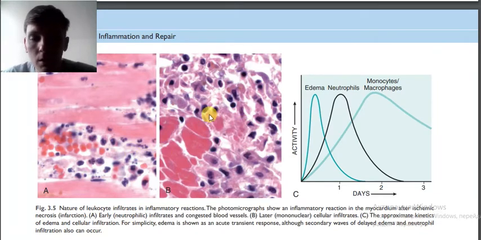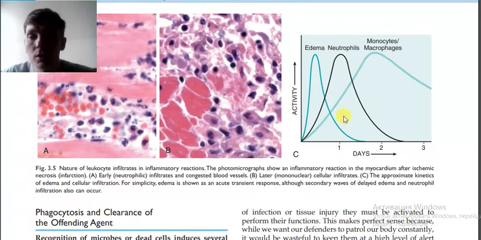But here you see mononuclear infiltrates. Mononuclear means monocytes and macrophages. When a monocyte is present in a blood vessel, it's known as a monocyte. And when a monocyte enters the extracellular matrix, it is known as a macrophage, so when it has entered the connective tissue. Okay, and this is the approximate kinetics of this. So a very acute reaction is edema.